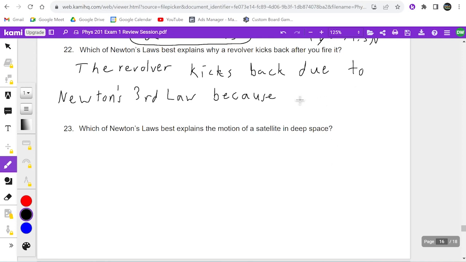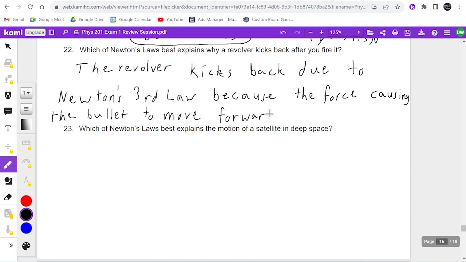And so what I'm going to write is, because the force causing the bullet to move forward also causes the revolver to kick back. Those forces are equal in magnitude and opposite in direction too. I'm not going to write that, I'm already out of room, but you can if you want. Equal in magnitude, opposite in direction.